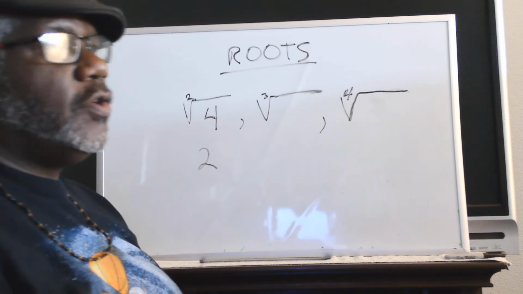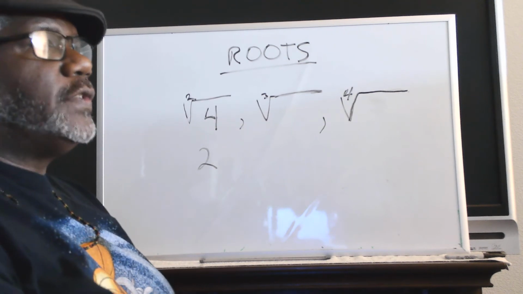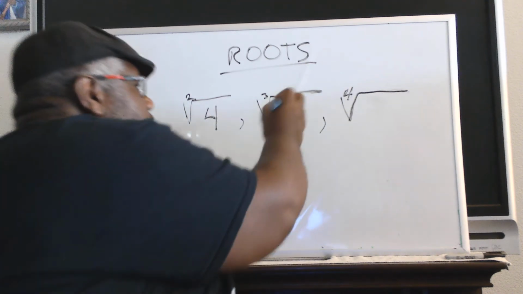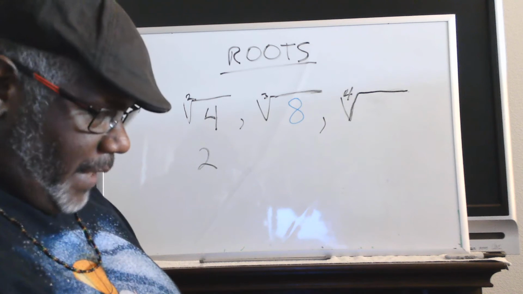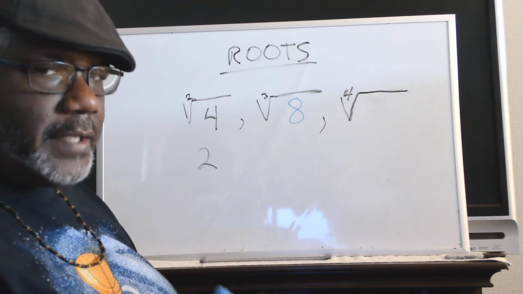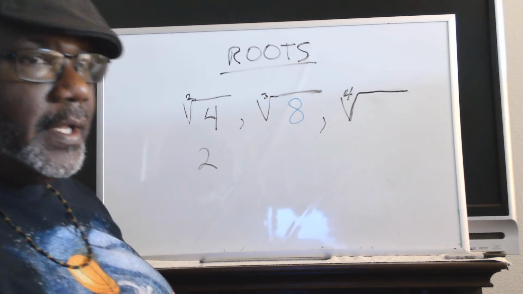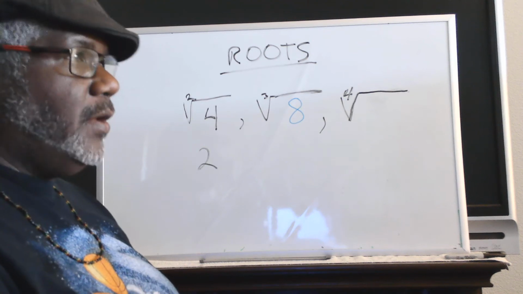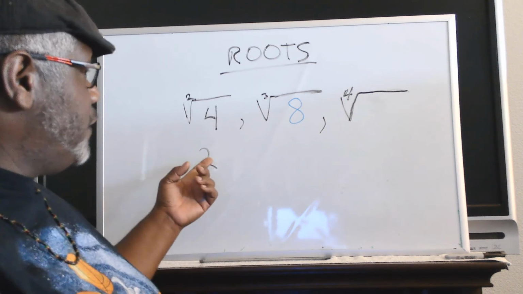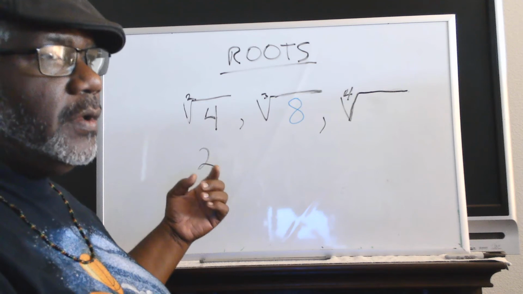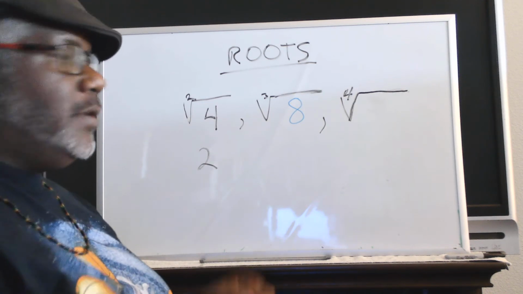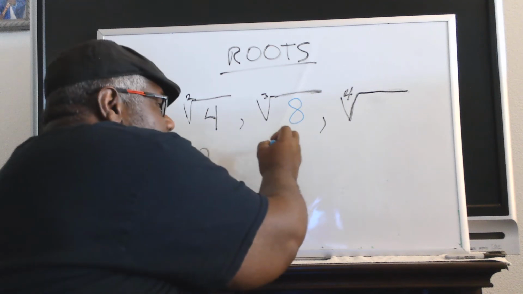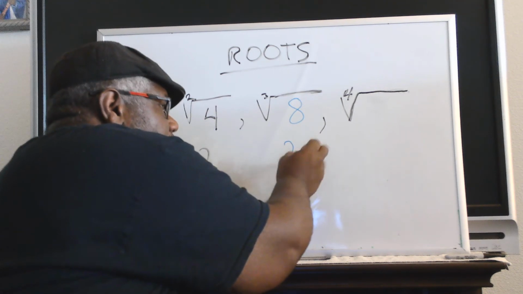Cube roots. When you find the cube root of something, let's use this number this time. Let's use 8. So you're basically asking yourself, what times what times what equals 8, right? Well, we know that 2 times 2 equals 4. Just by following that logic, 4 times 2 is 8. So 2 times 2 times 2 is 8. The cube root of that is 2.